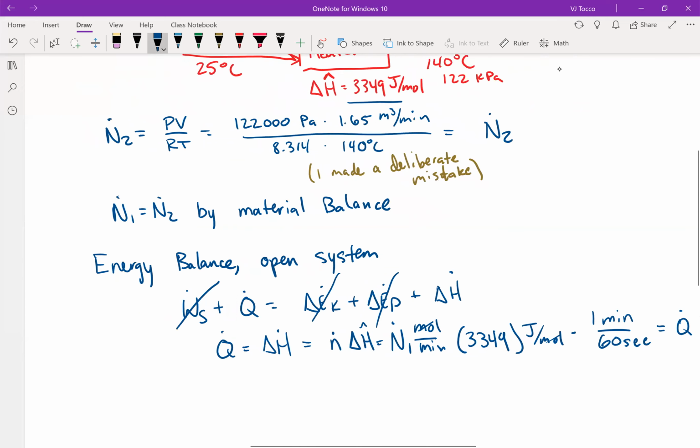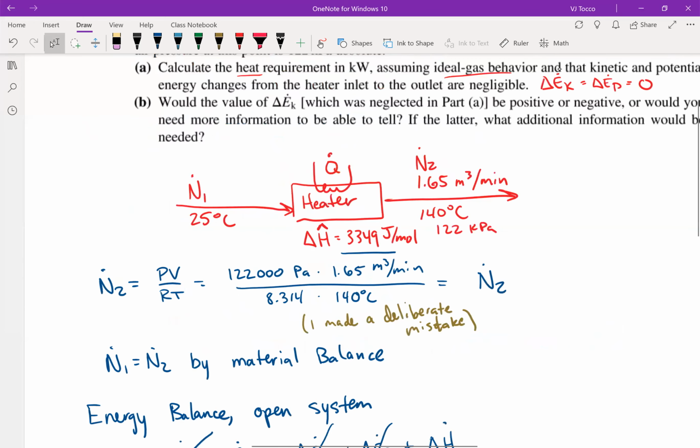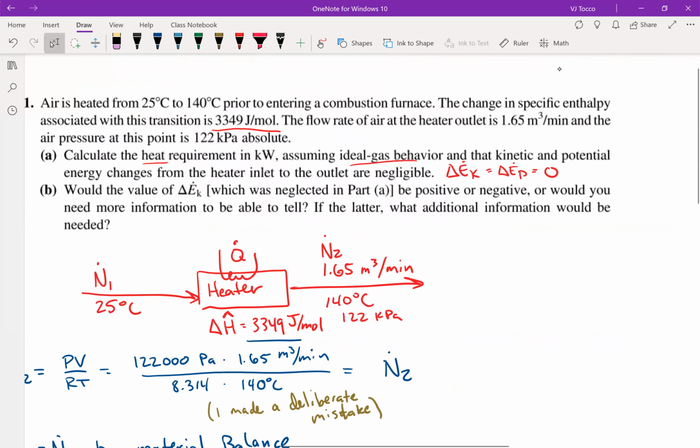Okay, let's briefly talk about part B. Would the value of the change in kinetic energy, which was neglected, be positive or negative, or would you need more information to tell? If the latter, what additional information would be needed? So think about, what does kinetic energy depend on? Remember, kinetic energy is 1/2 m velocity squared.